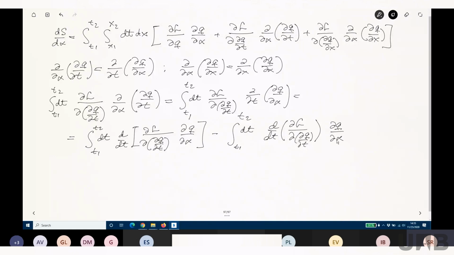Right? So do you guys follow? Do you agree with me? There is this minus sign here. Any questions so far regarding these manipulations?